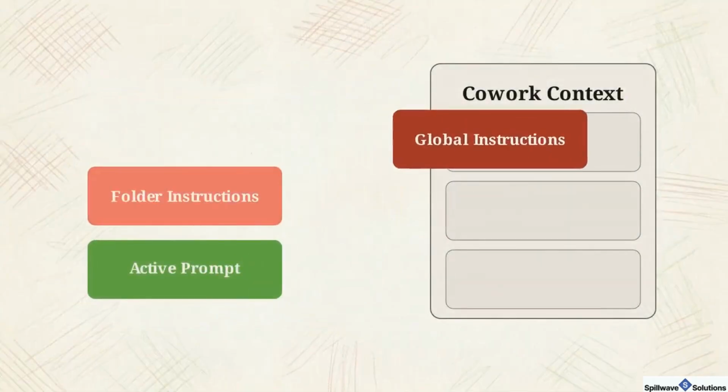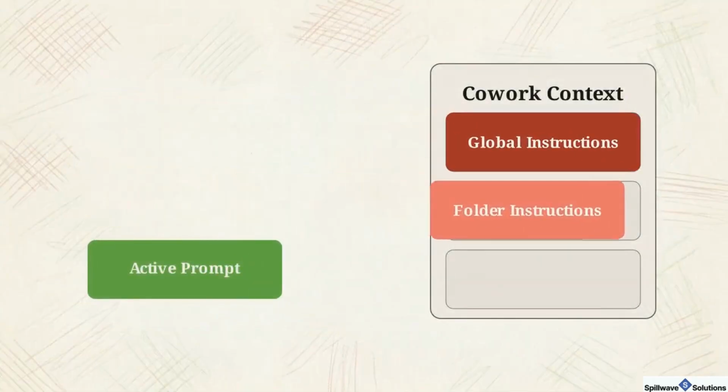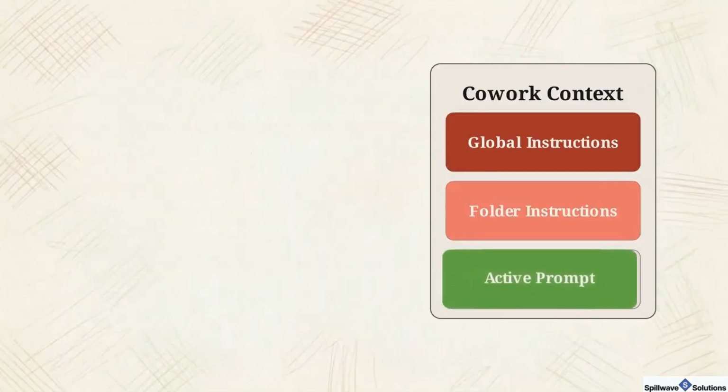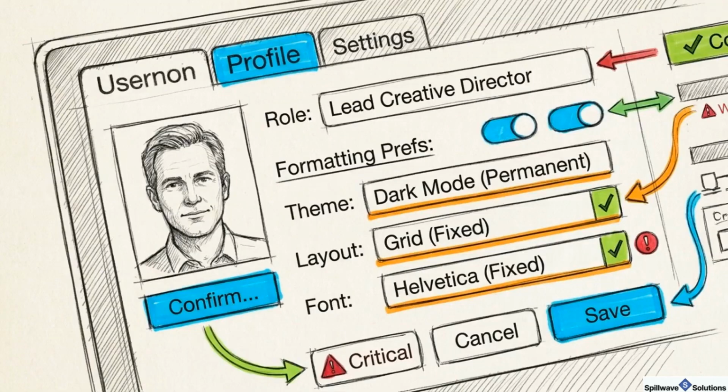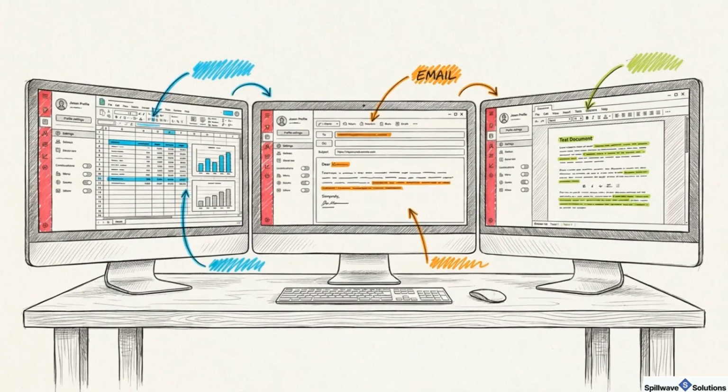Cowork loads your global instructions first, follows with your folder instructions, and finishes with the active prompt. By organizing prompt text into permanent containers, you isolate the task from the rules governing it. Your global instructions are your universal defaults. They apply to every session you run, providing a stable foundation for all your work.